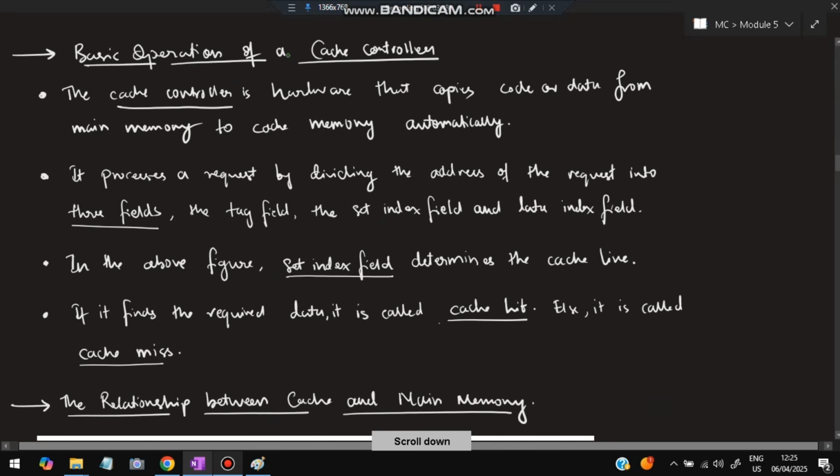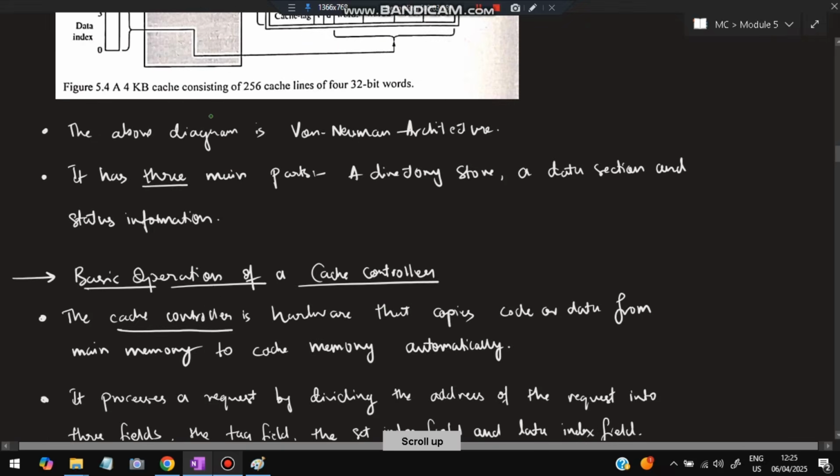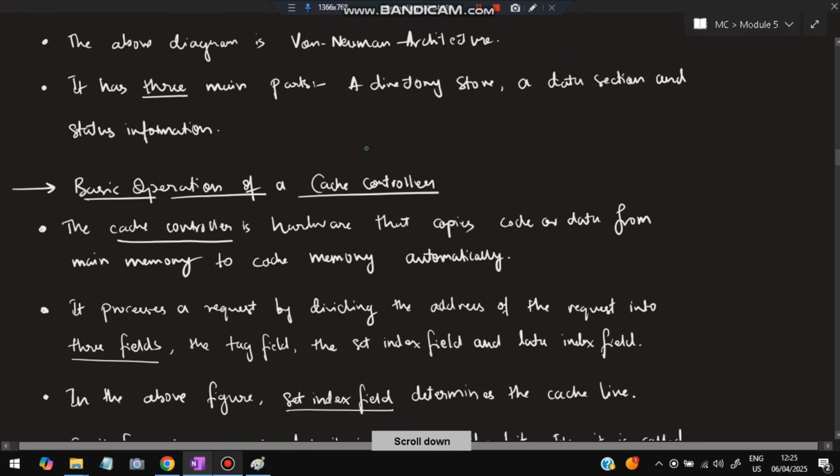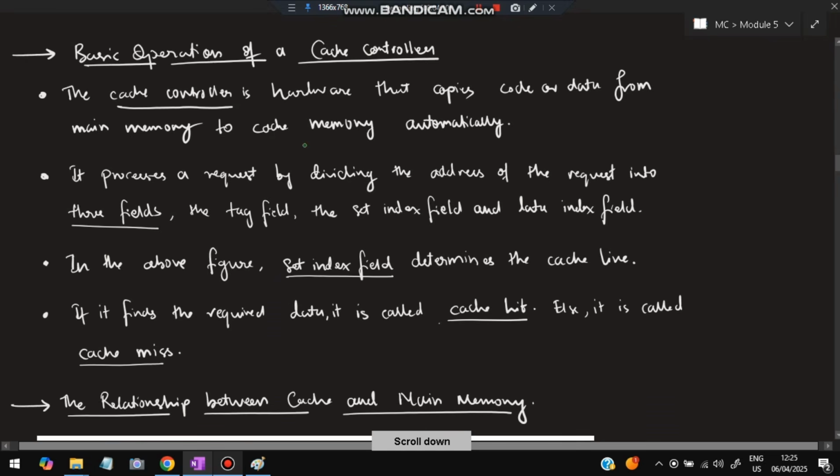Now how does cache work? The basic operation of a cache controller. Cache is controlled by a cache controller. It is hardware that copies code or data from the main memory to the cache memory automatically. So what does the controller do? The controller's task is to fetch from the main memory whatever data is required and find the data whenever it is required in the particular page. So that is the operation of a cache controller.